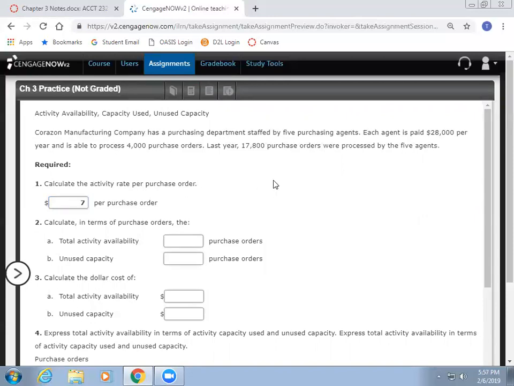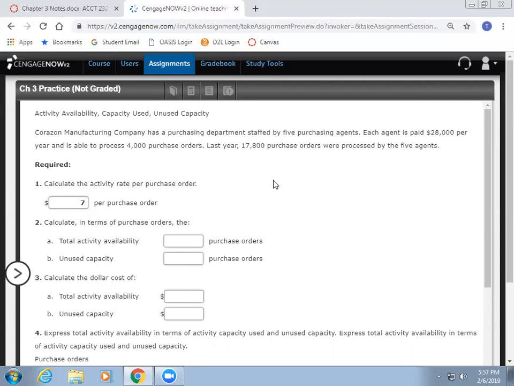Okay. Talk about cost drivers a lot. So in this case, you know, purchase order is our cost driver. It's driving, you know, this cost to us. And you're just truly taking $28,000 divided by 4,000 purchase orders. So on average, we're paying our purchase agents $7 per purchase order.